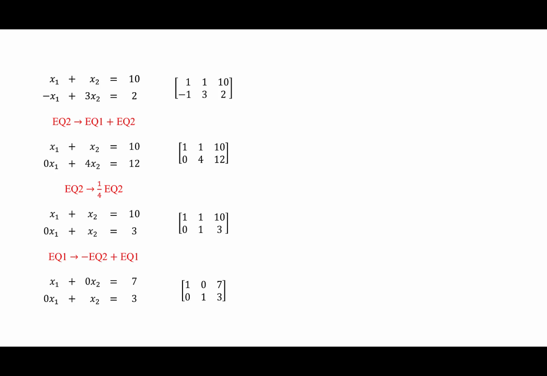So this last matrix is telling us x1 is equal to 7 and x2 is equal to 3. Let's verify that this is true. I look at my original system of equations, and then I replace x1 and x2 with 7 and 3. And yep, that does satisfy that system because 7 plus 3 is 10, negative 7 plus 9 is 2. So we have actually found the solution to the system.